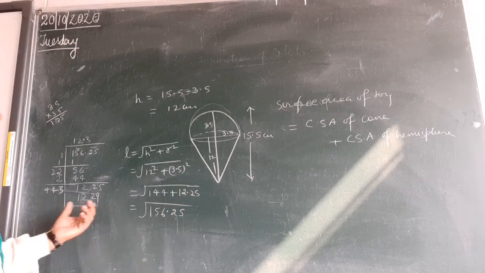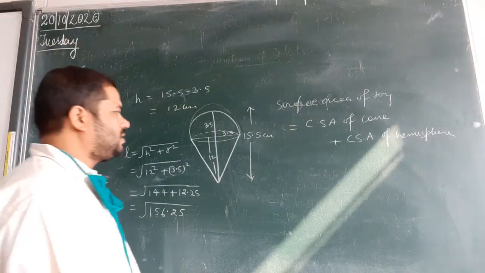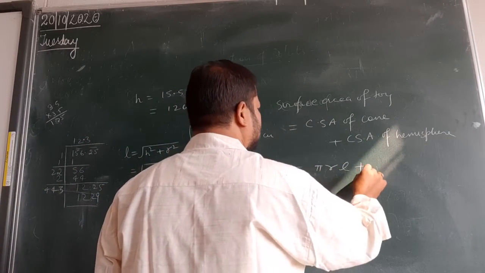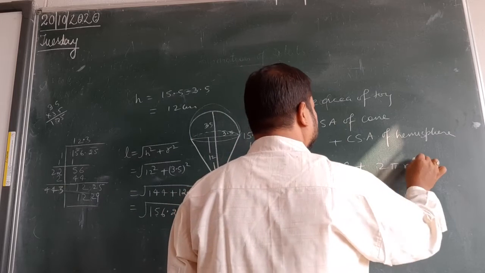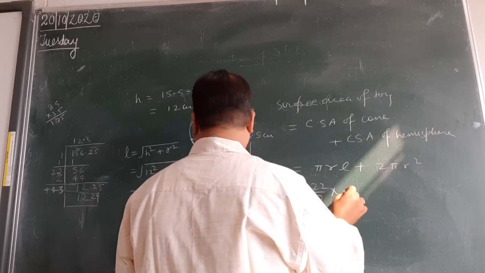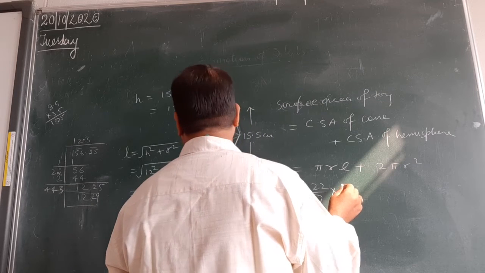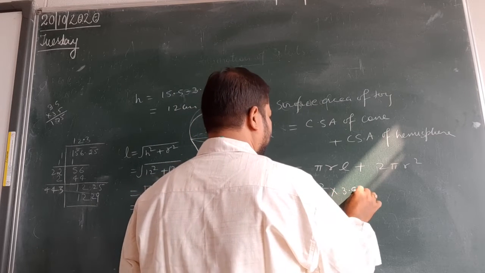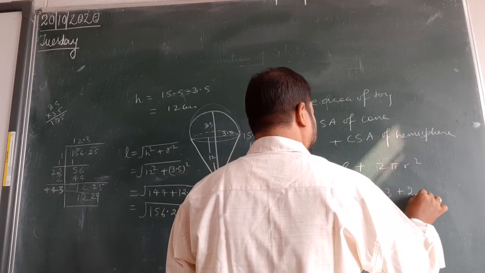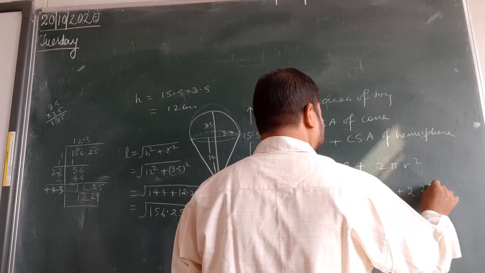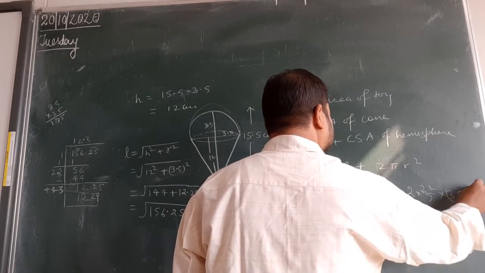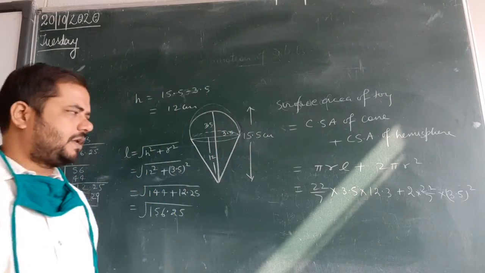Surface area, that means CSA of the cone is pi r L plus 2 pi r square. So pi r L: 22/7 into r is 3.5 and L is 12.3, plus 2 into pi 22/7 into r is 3.5 whole square. Okay. Now you can calculate and get the answer.